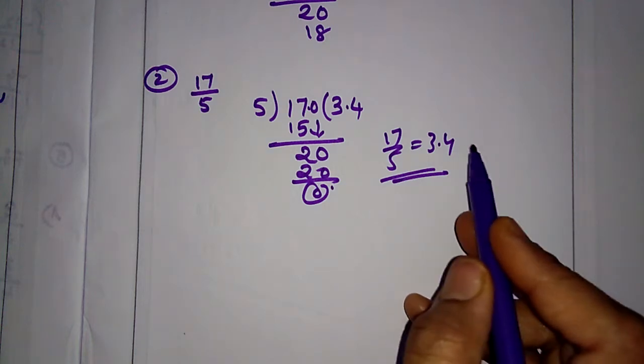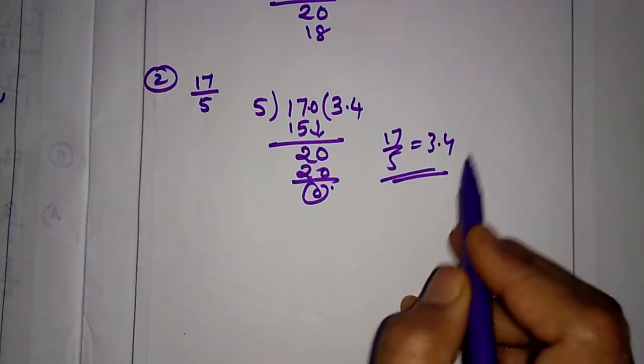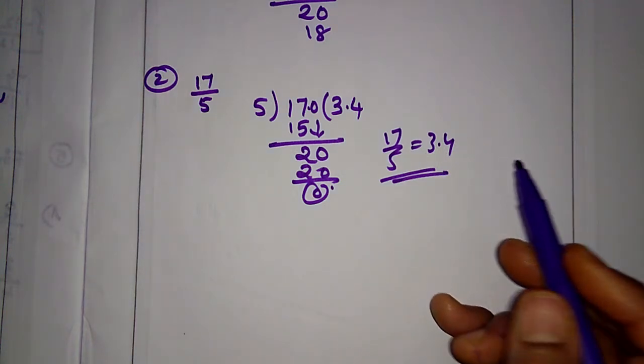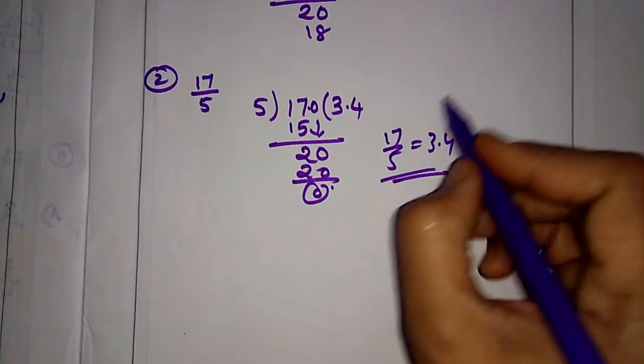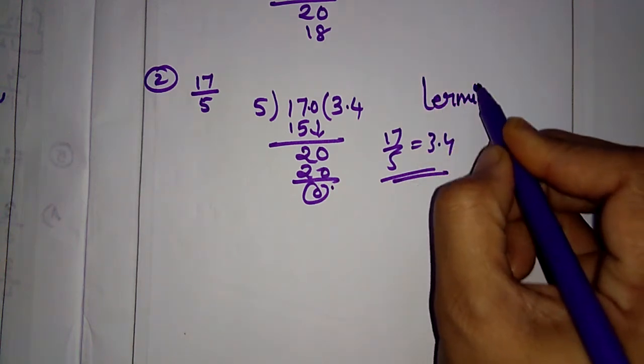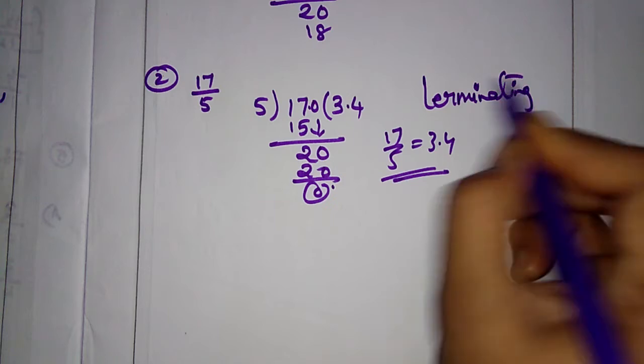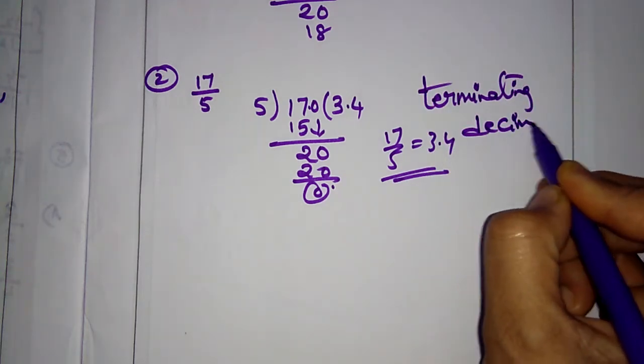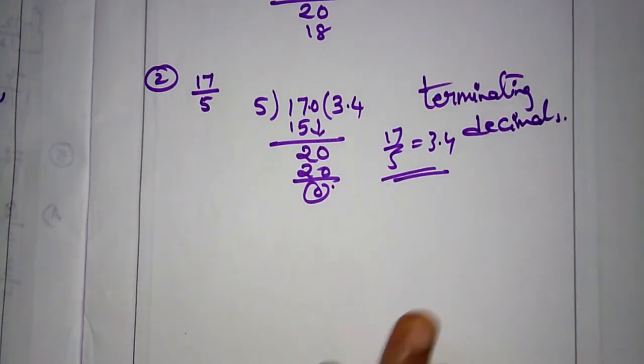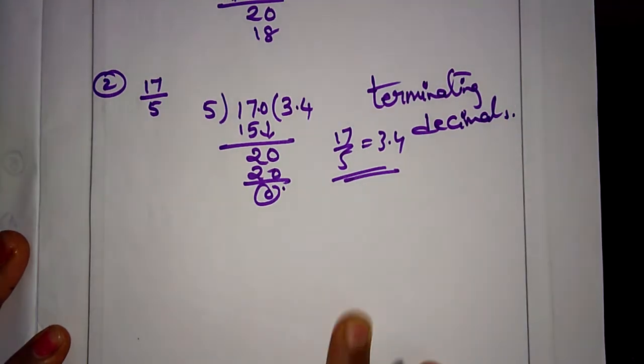Is there any repeating here? No. Simply we got the answer directly. So these are called terminating decimals. These are called terminating decimals.